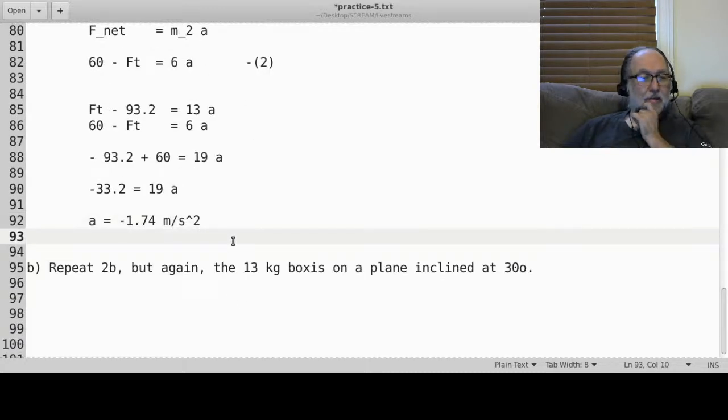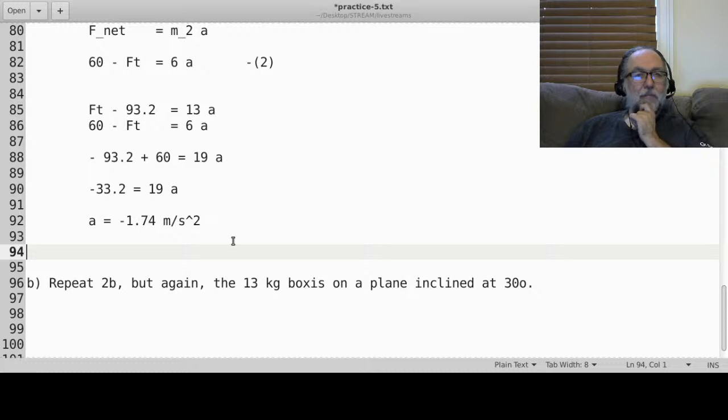What happened? Why did we get a negative in there? Well, because I purposely chose the wrong direction. I wanted to show you what happens if you choose the wrong direction for a. Okay, it's not a disaster. What happens is basically you made the wrong assumption for a, and so you got a negative value.